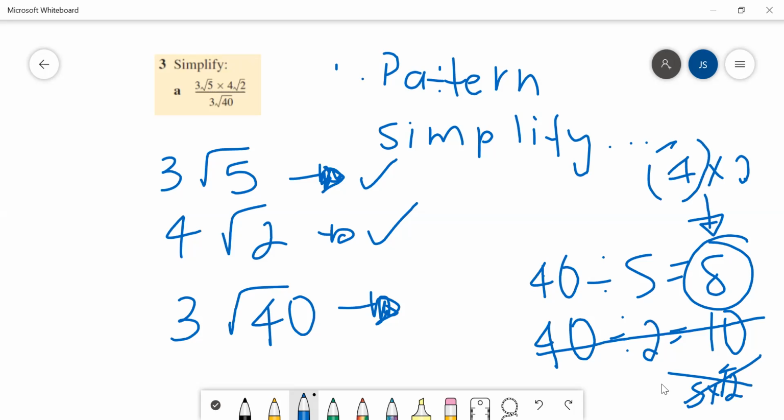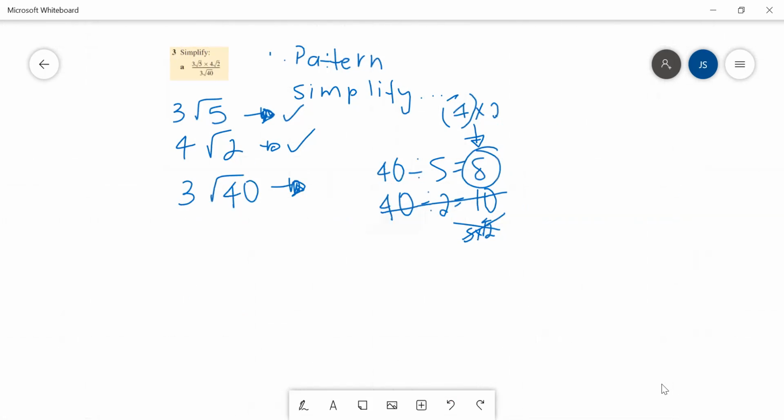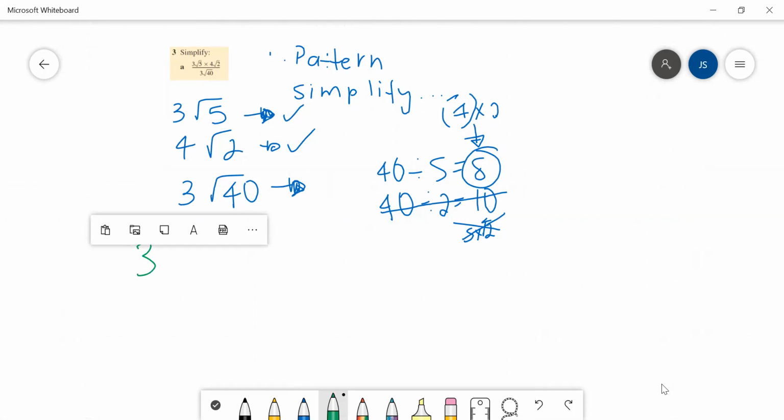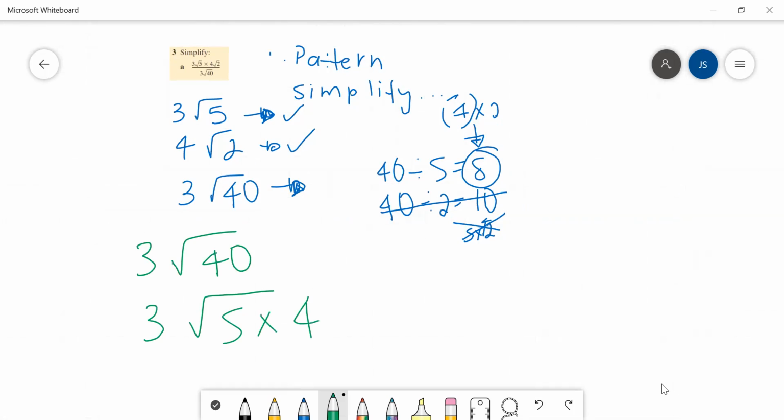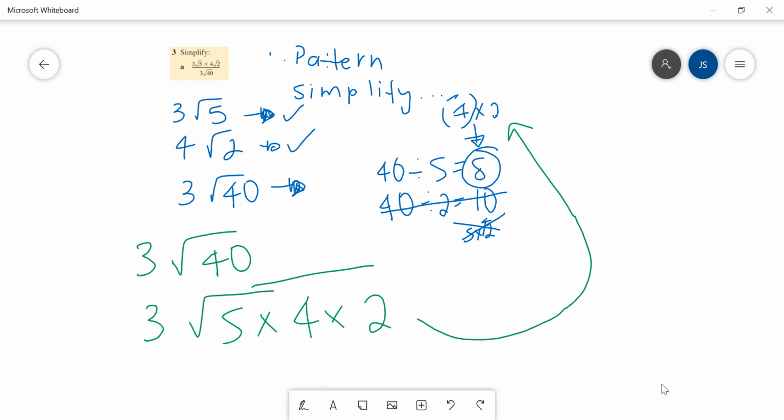Before we rewrite the equation any further, I'm just going to take the third term, 3 square root of 40, and simplify that term only first. So 3 square root of 40 is the same as 3 square root of 5 times 4 times 2. Where did I get those numbers? From here. I'm going to simplify that even further.